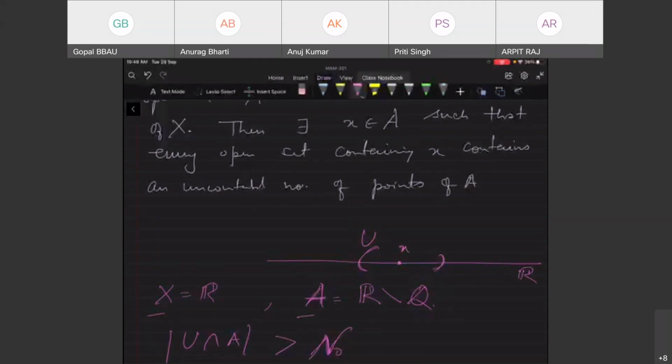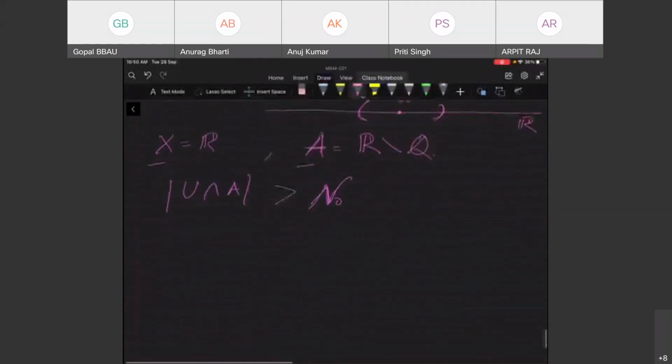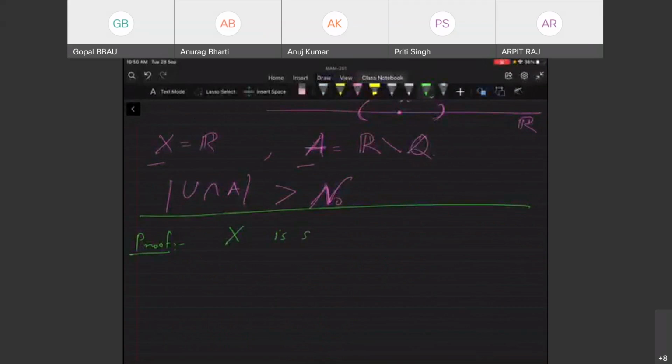So let us prove this. In R, this is in fact true for every x. So let us prove this for a general second countable space. It is given that X is second countable.